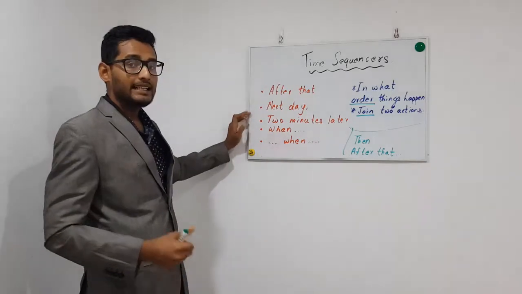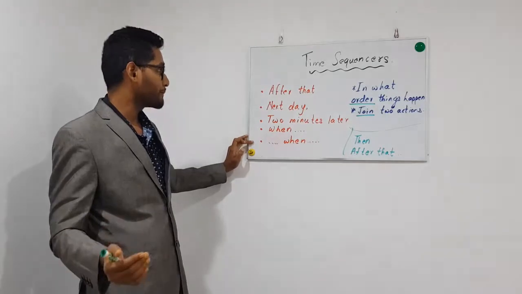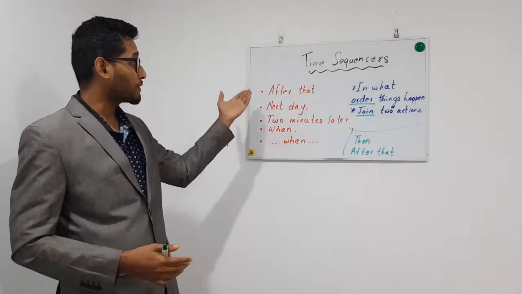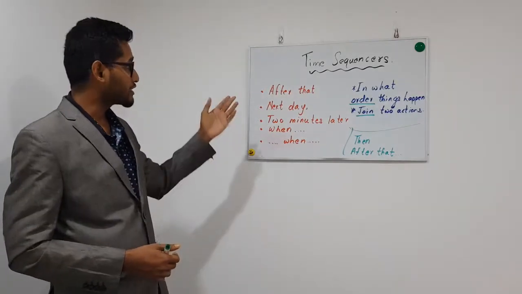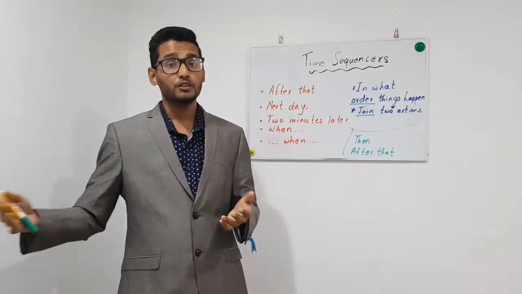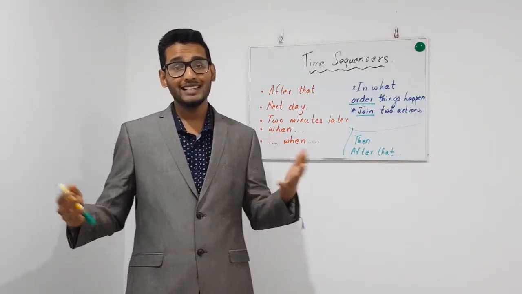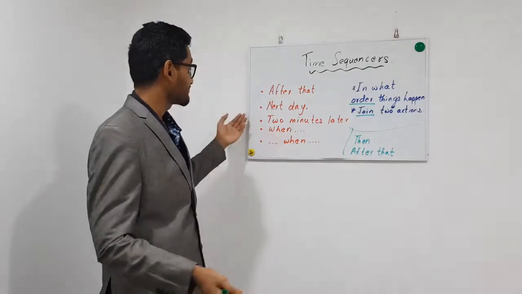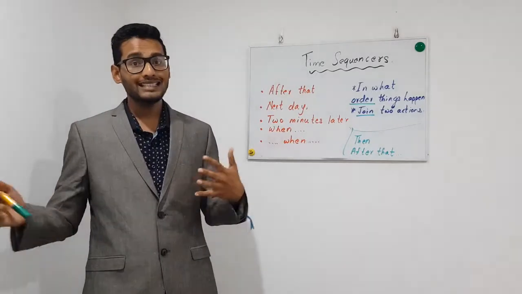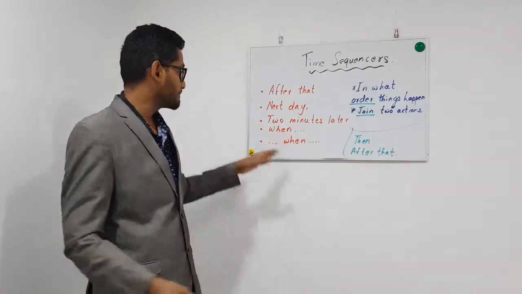After that, next day, 2 minutes later, when and when. After that, simple. So a sentence of this structure would be, we were dating for 2 months. After that, we got married. Next day, I argued with my boss. Next day, I quit the job. 2 minutes later, there was a lot of confusion in the city. 2 minutes later, there was an attack or there was a mob.